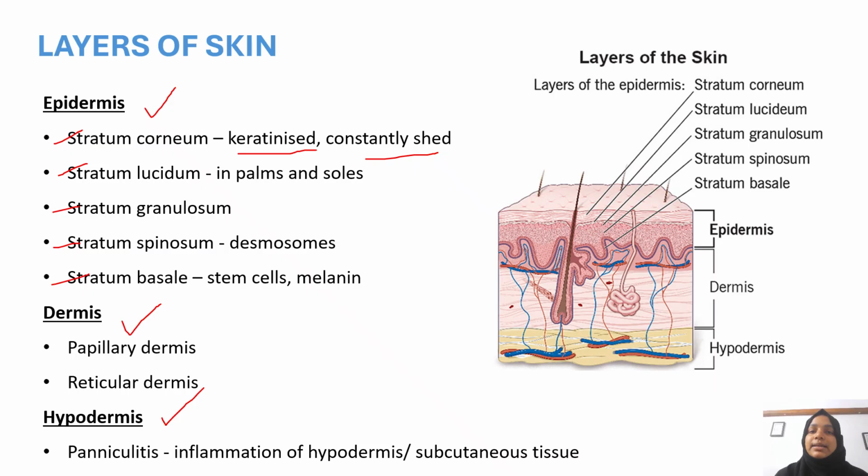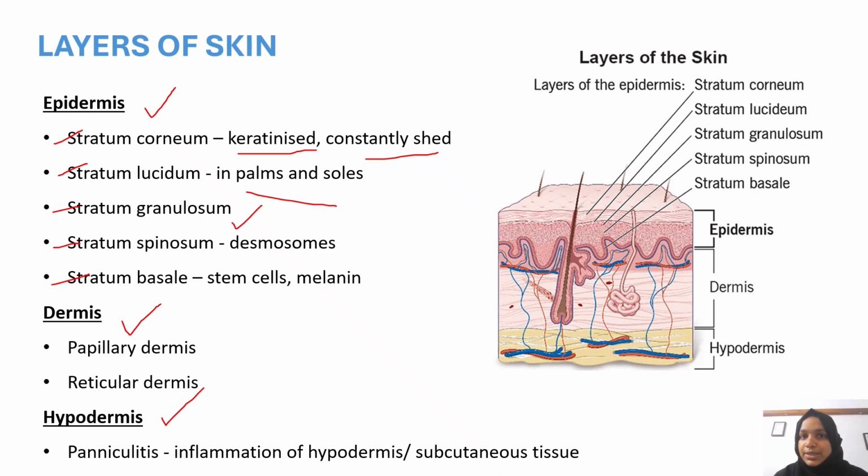In psoriasis-like conditions, what happens is this turnover rate becomes so much high that in 3-4 days you'll have the whole turnover happening. That is why there is extensive scaling. Stratum lucidum is not found in all parts of the body, it's only found in palms and soles. Skin is the largest organ in our body, right? So skin is everywhere, but the layer which is just below the stratum corneum, that is stratum lucidum, is only found in palms and soles.